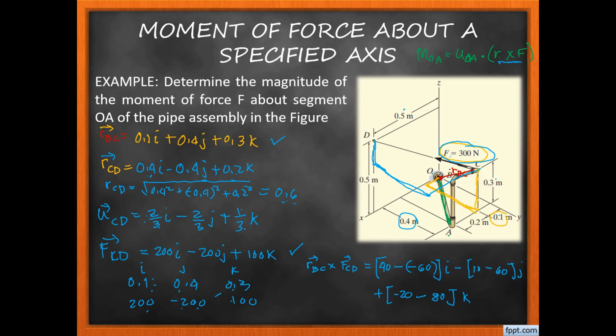So yung R cross F natin, or RBC cross FCD, is equals to 100i plus 50j minus 100k. So, mayroon tayong R cross F.